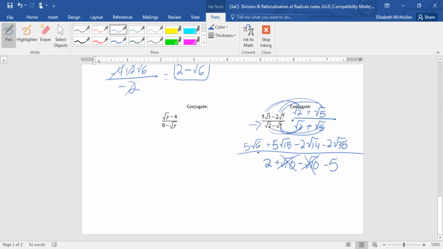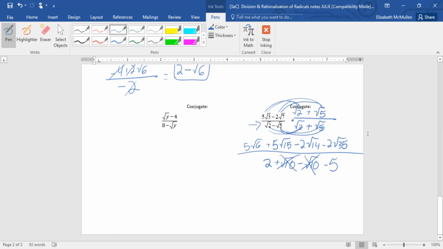Can I do anything with the top? No, not really. Radical 6 is 3 times 2, they don't have a square root there. Square root of 15 is 3 times 5, no. 2 times 7, no. 3 times 7, sorry, 5 times 7, yeah, no. Okay, I can do nothing with that. So that has to stay.